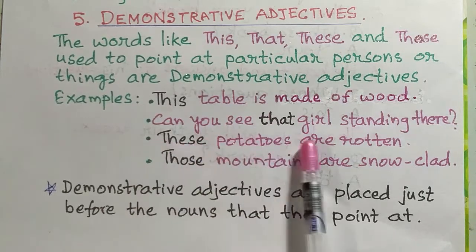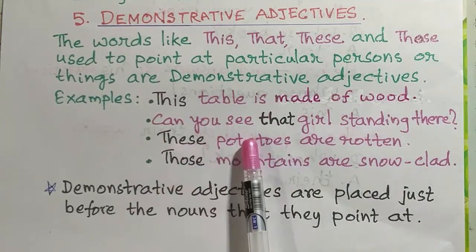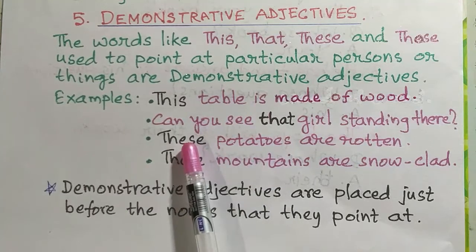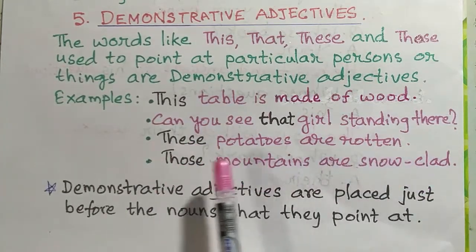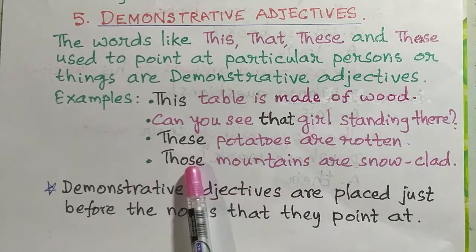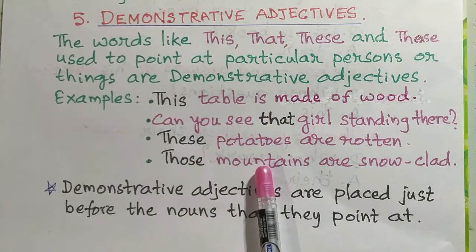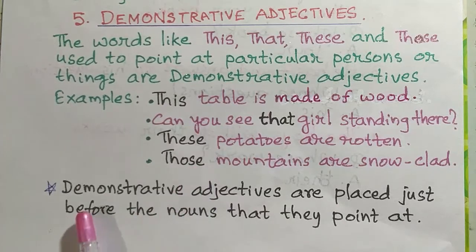Then these potatoes are rotten. So these is used to describe the potatoes or point at the potatoes. Demonstrative adjective. Then those mountains are snow-clad. So those is used to point at the mountains. So therefore this is demonstrative adjectives.